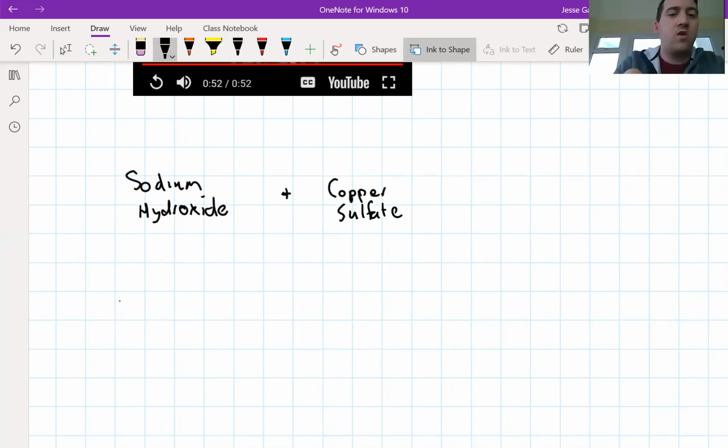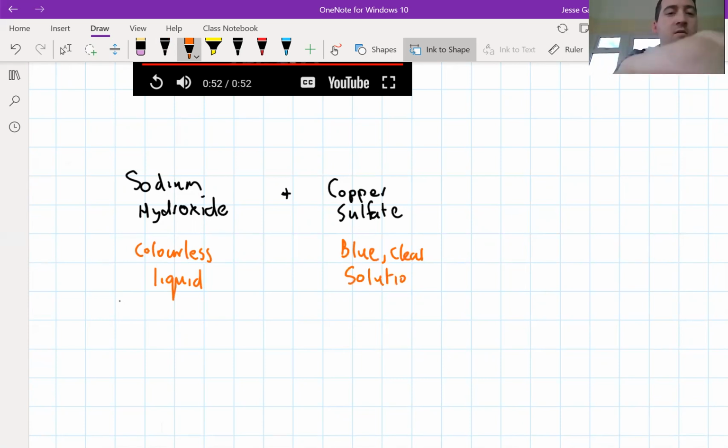Now, let's just record what these two things look like, the appearance. Sodium hydroxide is a colorless liquid. And the copper sulfate is a blue, clear solution.